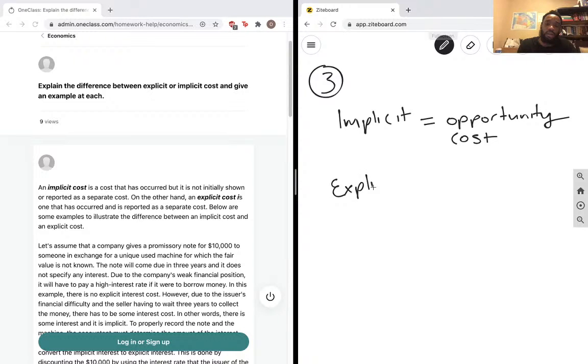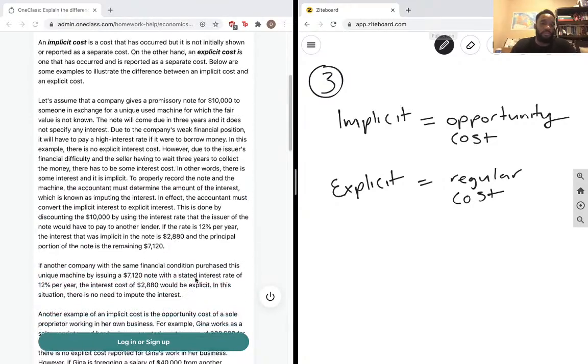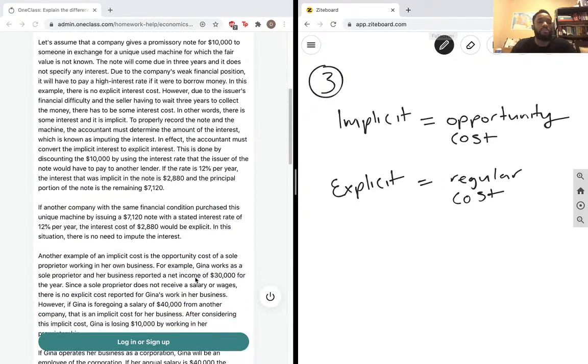And explicit costs are just your regular costs, so fixed cost, variable cost, all of that. Regular costs that are just reported on a statement, like he said here, and they can also be called accounting costs. Now let's see the example here.